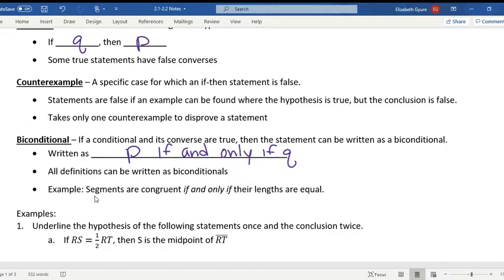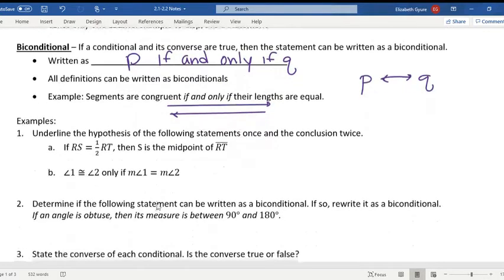So we can write that definition as a biconditional, which would read, segments are congruent if and only if their lengths are equal. That implies it works both from front to back and from back to front, which is why you'll sometimes see a shorthand for a biconditional, which looks like this, P, and then a backwards and forwards arrow, Q. Again, implying it works in both directions. So let's look at some examples here.